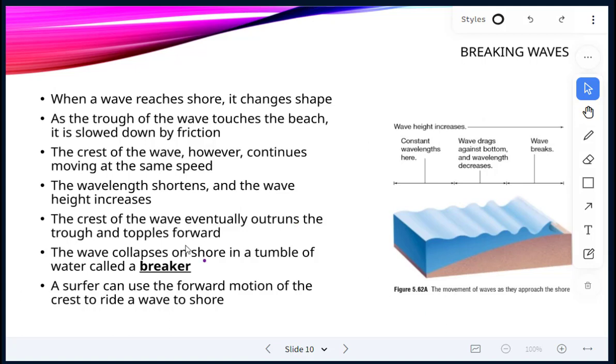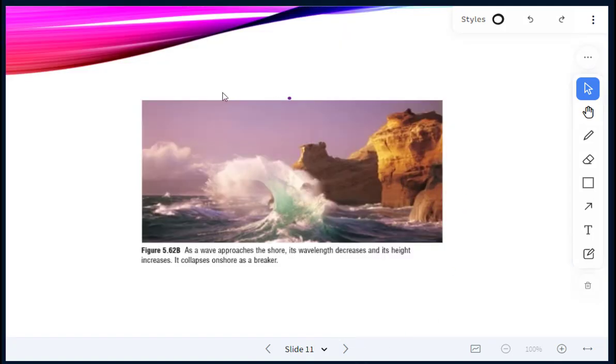And it's called a breaker. That's when the wave collapses on shore in a tumble of water. Usually surfers will use that forward motion of the crest to ride a wave to shore. Okay, here we can see a picture of a wave as it approaches the shore. Its wavelength decreases, its height increases, and then it collapses on shore as a breaker.